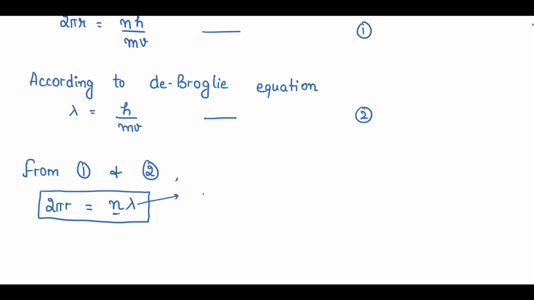And this is de Broglie wavelength. And I know it very well, this 2 pi r is circumference. This is the formula of circumference and we are considering it for Bohr's orbit for hydrogen atom.